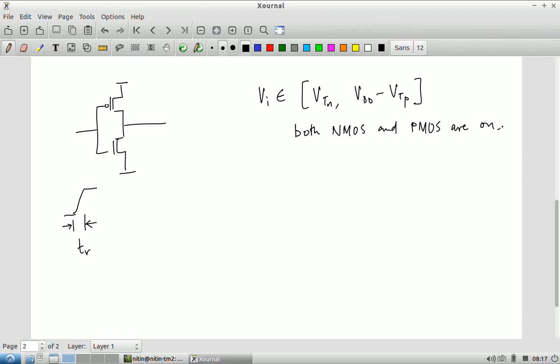Now, what that means is, depending on the value of the output voltage at that point, there may or may not be current flowing through. If the output voltage is either 0 or VDD, it means that at least one of the transistors has a VDS equal to 0 or close to 0. As long as VDS is 0, no current can flow through the transistor. But if VDS is somewhere in between, it means that current can flow through both of these transistors. What does that mean? It means that there is going to be a direct path.